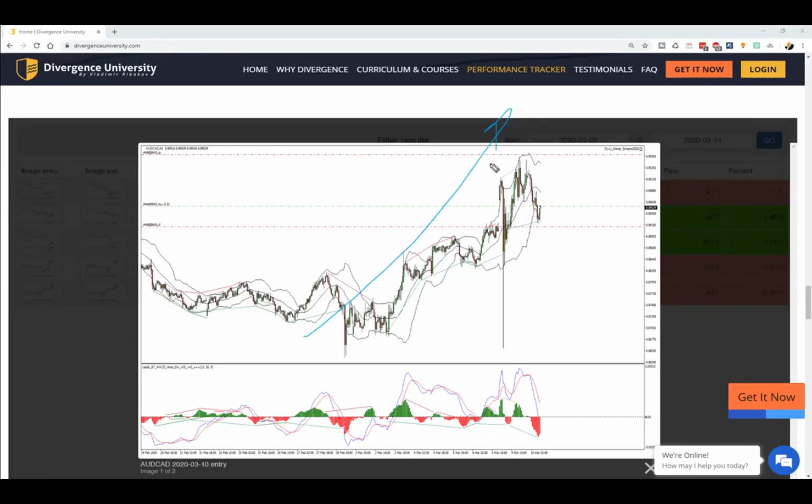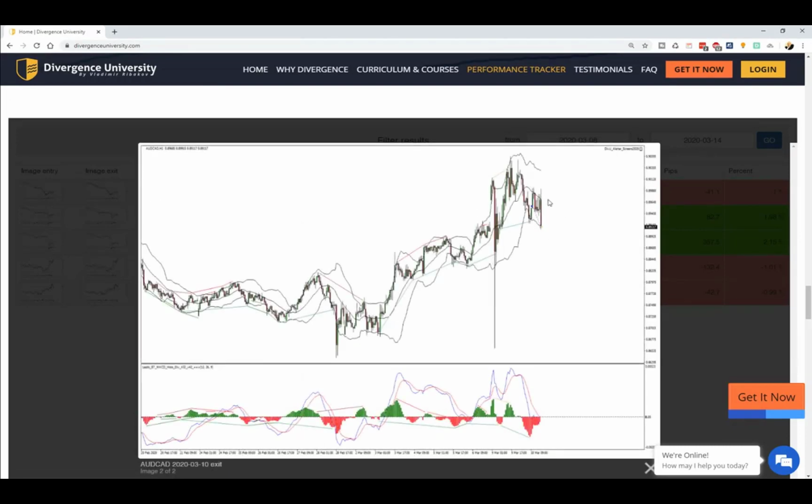We got the push up. Just ignore this spike for a second, and we started developing here an impulse. That impulse was later on followed by this ABC structure. We also had the hidden divergence here after this ABC, and just to show you how it looked at the exit, this is where it got stopped out.